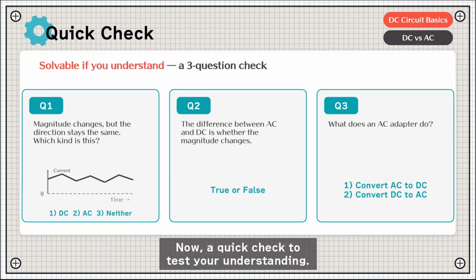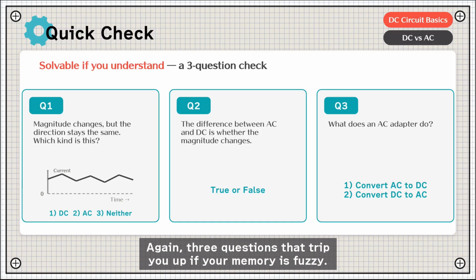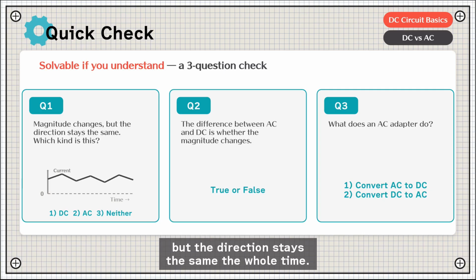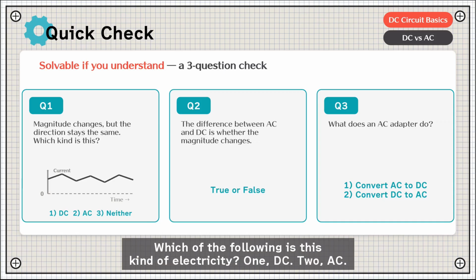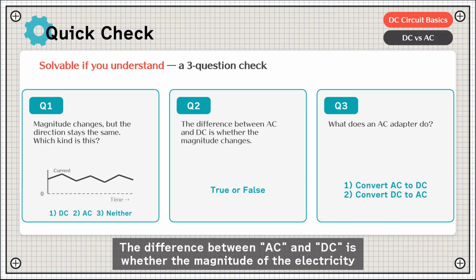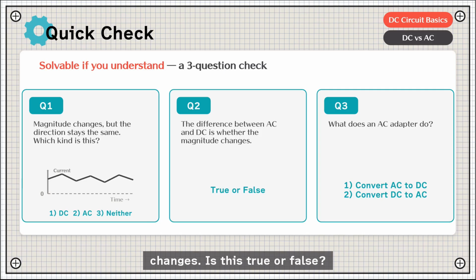Now, a quick check to test your understanding. Again, 3 questions that trip you up if your memory is fuzzy. Give them a little thought. Question 1. The magnitude of the current changes, but the direction stays the same the whole time. Which of the following is this kind of electricity? 1. DC, 2. AC, 3. Neither. Question 2. The difference between AC and DC is whether the magnitude of the electricity changes. Is this true or false?